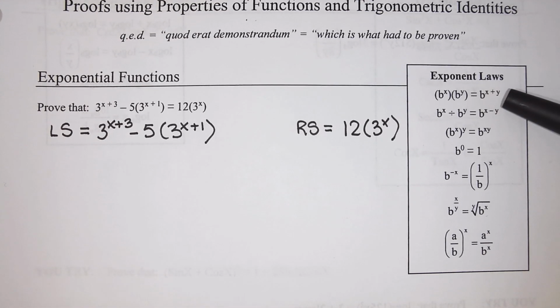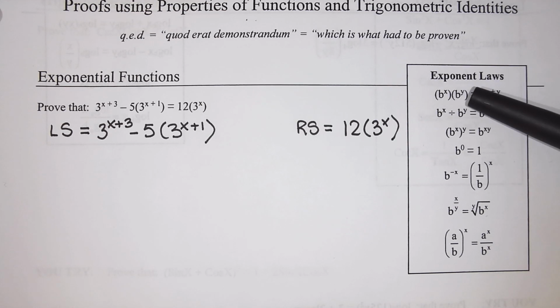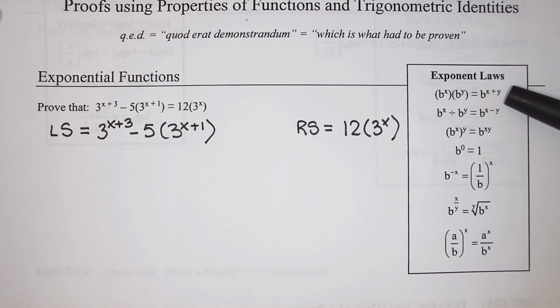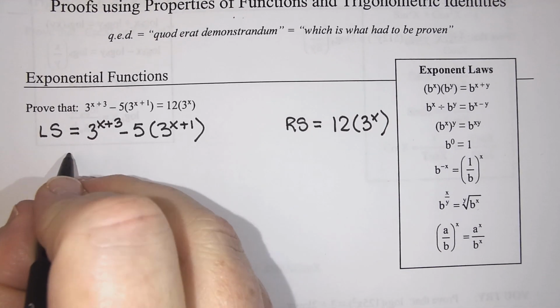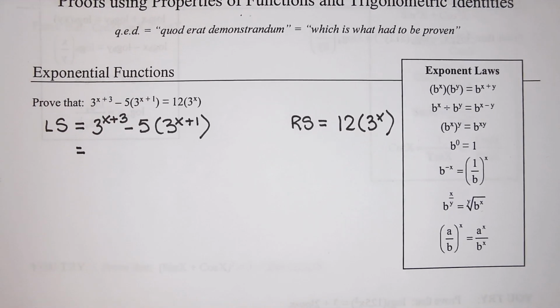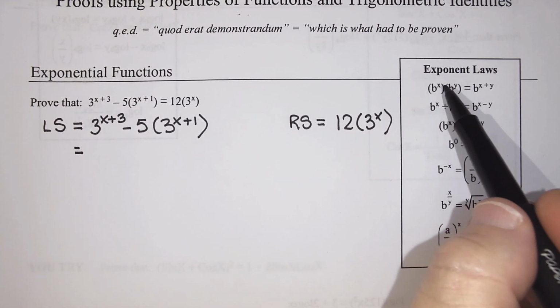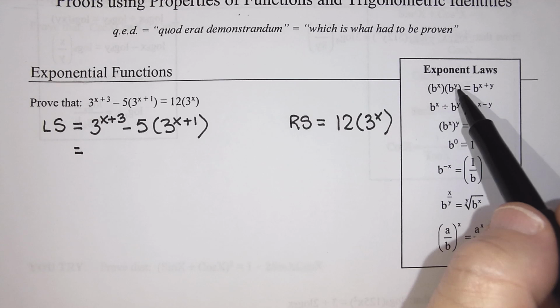So I think that we could use this rule in reverse to turn this into a multiplication question using the 2 individual exponents. This is something that we did last week in one of our lessons. So I'm going to take 3 to the power of x plus 3 and write it as 3 to the power of x, and then times 3 to the power of 3.